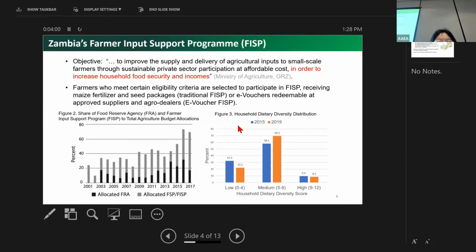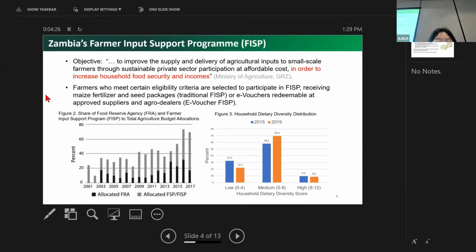So why are we focusing on Zambia? Zambia is a prime example of implementing very large scale input subsidy programs. As you can see here in the gray part, in 2017, the government of Zambia spent more than 50% of their total agriculture budget only on this input subsidy program, which they call the Farmer Input Support Program, or FISP.